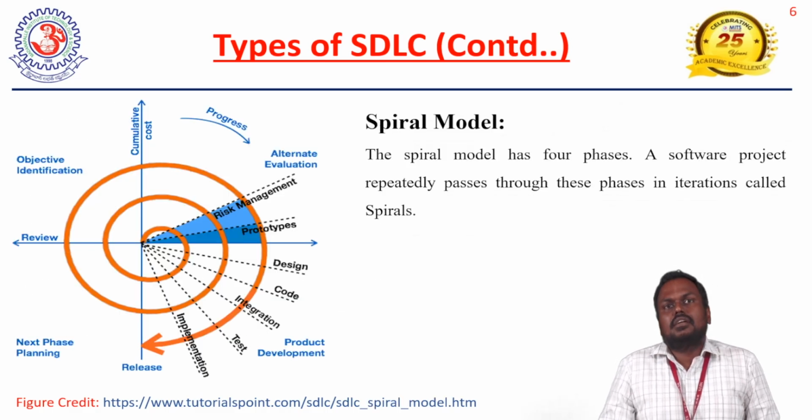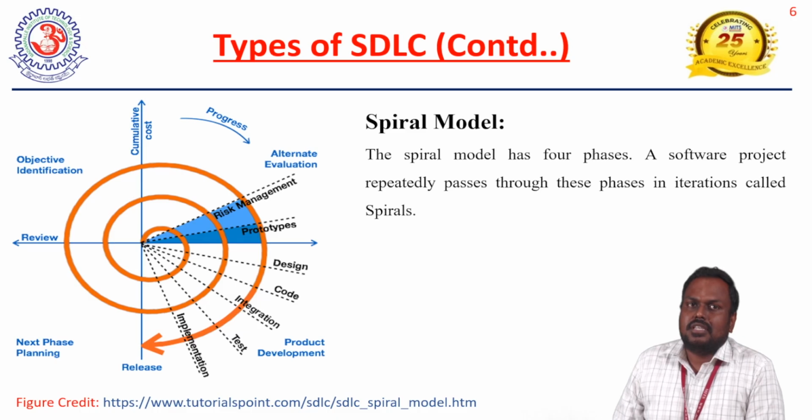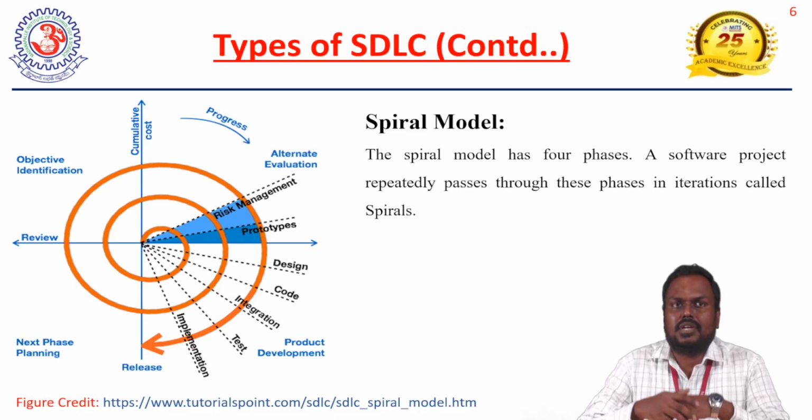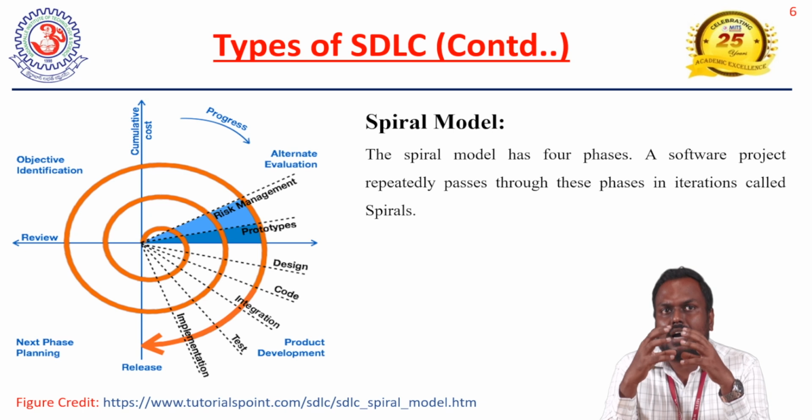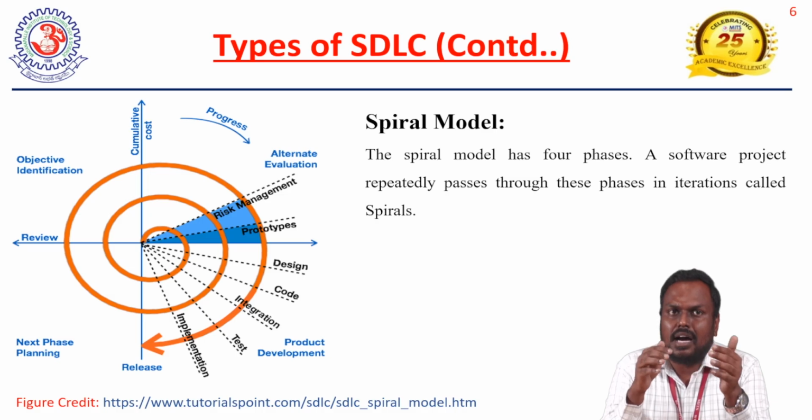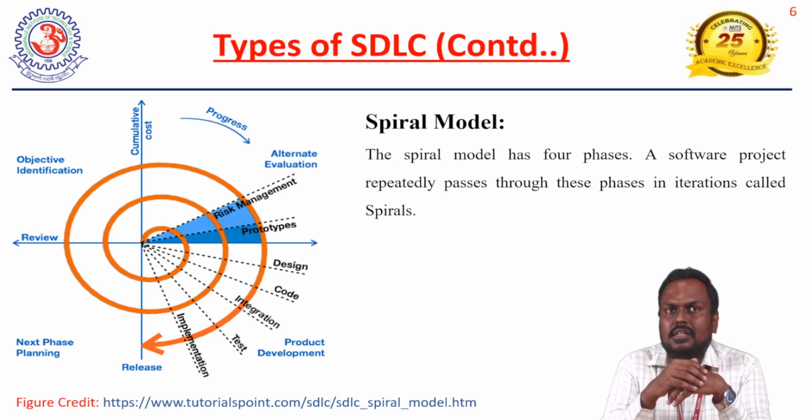Next comes the spiral model. You have seen the diagram; it will look like this. You have the four parts. One is your objective or identification part, then you have the evaluation part, then the product development part and the next phase planning part.